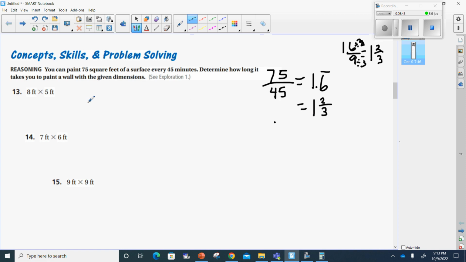So now that I know what the rate is, I can take whatever my new square feet is. So I take 8 times 5 to get my square feet. That's 40 square feet. And I'm going to divide that by my unit rate, which is 1 2/3.